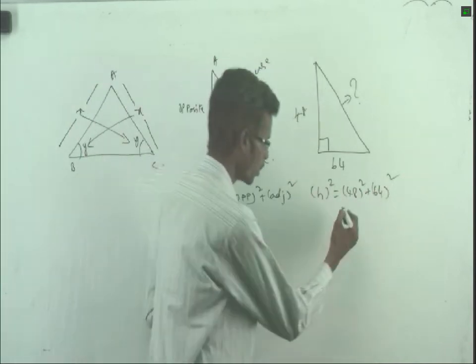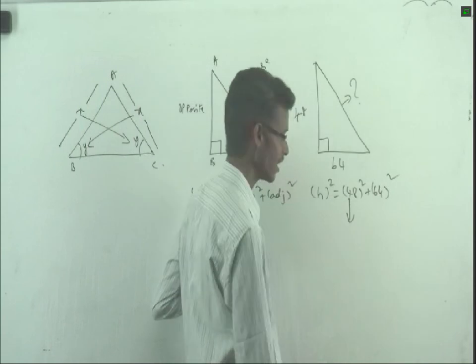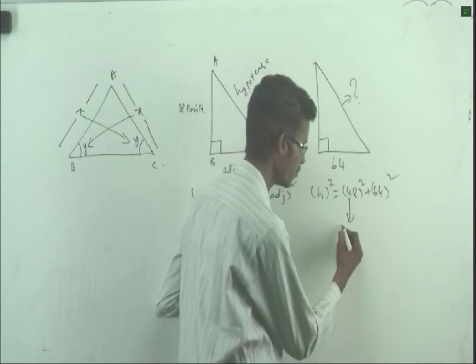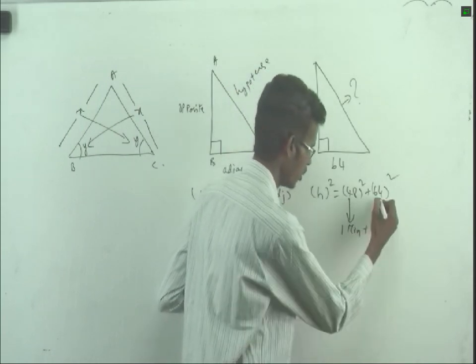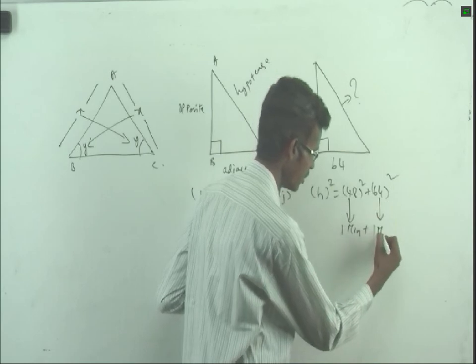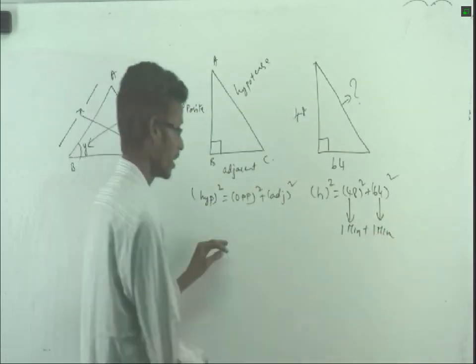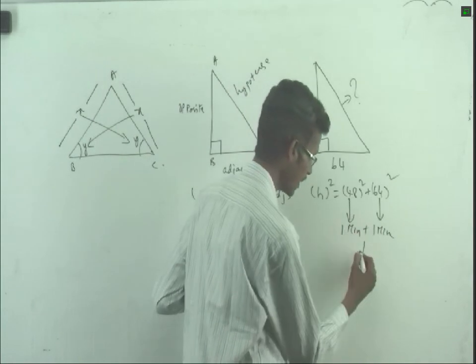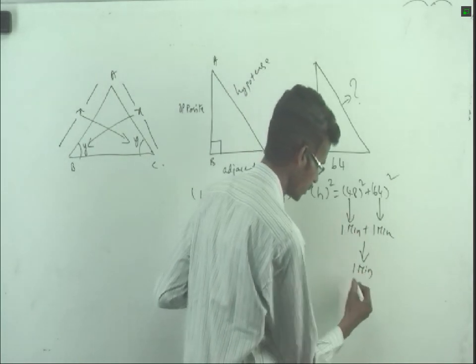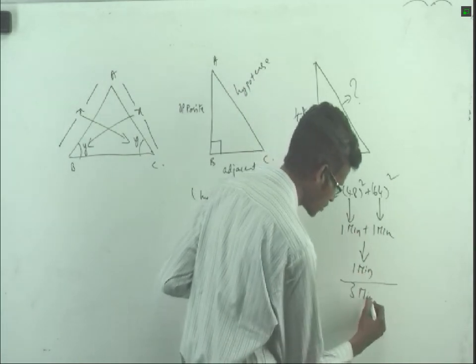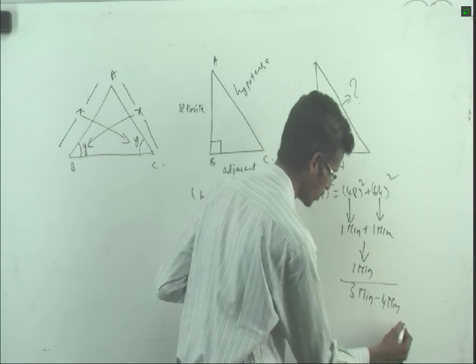Now, in order to calculate this 48 square, they will be taking some 1 minute time. And in order to calculate the 64 square, again they will be taking 1 minute time. So altogether, after getting this, in order to find out the square root, another 1 minute. So altogether, they will be taking 3 to 4 minutes in order to solve this very simple thing.